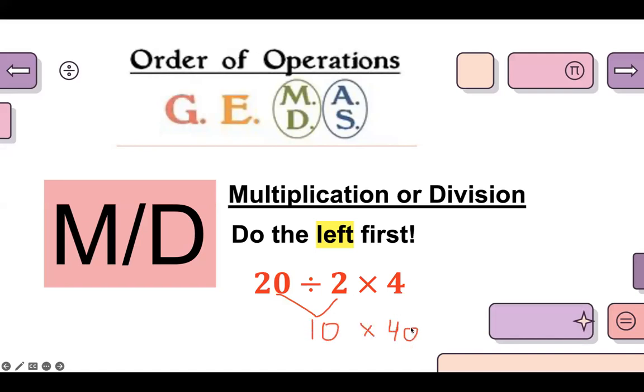Again, be careful. Do not start with multiplication, although GEMDAS starts with M. So this is M or D, multiplication or division. So whatever comes first, you solve for it. Okay? So say for example, we have 20 times 2 divided by 4. So you start with multiplication since multiplying is first on the left, and then followed by dividing.